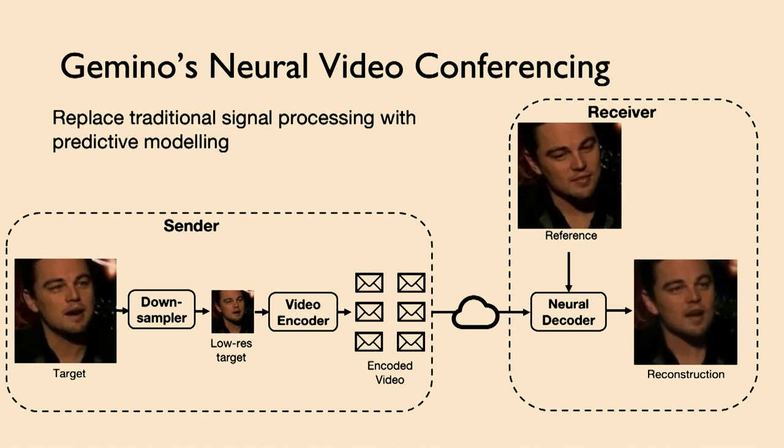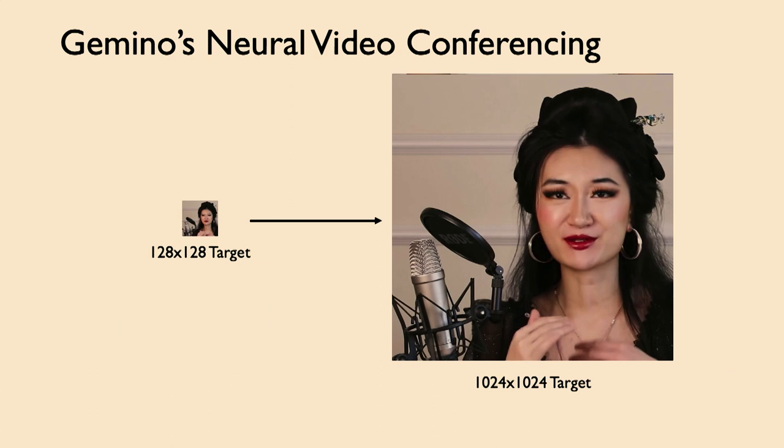And it does a lot of downsampling. So what we're going to send is a very low resolution version of the video over the network. And the receiver is going to use a neural decoder that I'll talk about to upsample this to a high resolution, high quality video. So this is a super resolution task, but it's a very extreme form of super resolution.